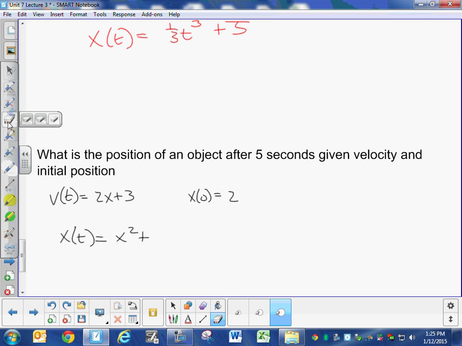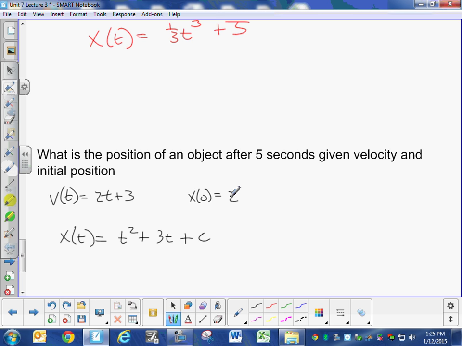This is supposed to be a t. Amateur hour over here. This is t squared plus 3t plus c. I know the position at time 0 is 2, so that means c is going to be equal to 2. Well, I can use this particular solution to find my position at time 5. Okay, all kind of the ideas with these types of problems. 25 plus 15, 40 plus 2, 42.